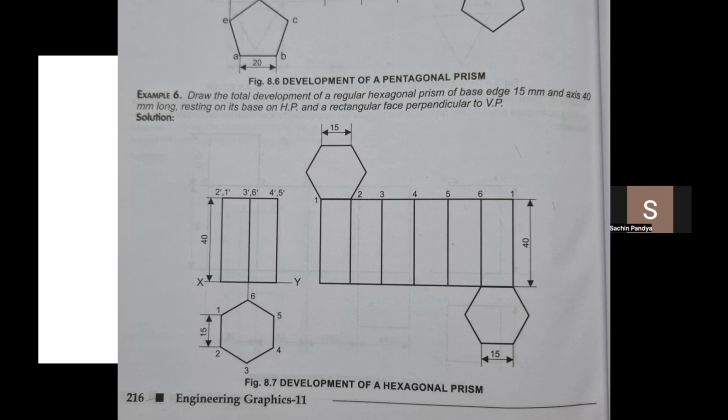So, hexagonal prism. Draw the total development of a regular hexagonal prism of base edge 15 mm and axis height 40 mm long, resting on its base on HP. That means the top view will give you the true shape. And a rectangular face is perpendicular to VP, two rectangular faces. So we know how to draw this, two rectangular faces perpendicular to VP.